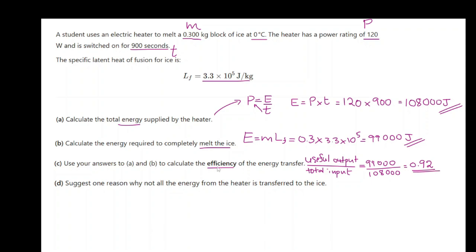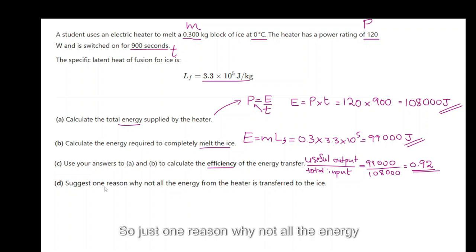Now, the question here is efficiency and not percentage efficiency. Like some people multiply this by 100 and give the percentage efficiency. It's not wrong, but if the question says just efficiency and not percentage efficiency, I'd rather leave it like this.